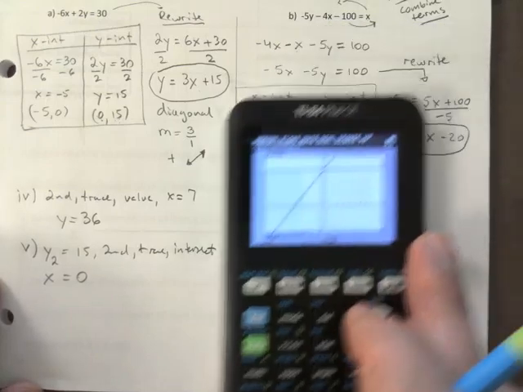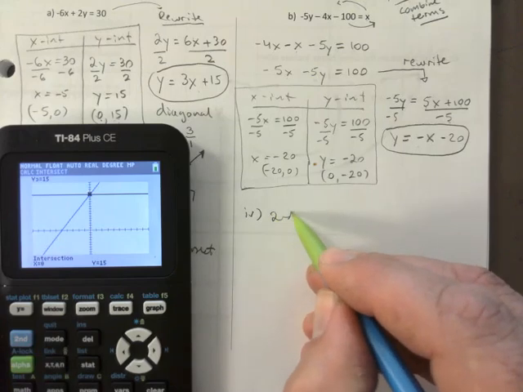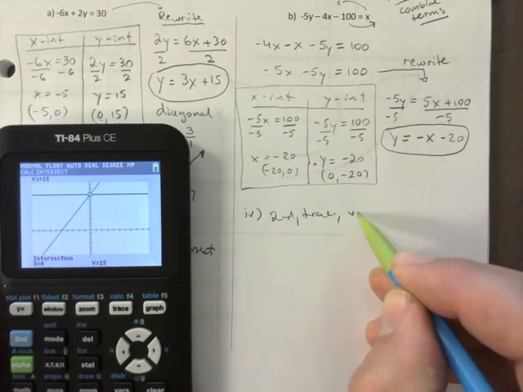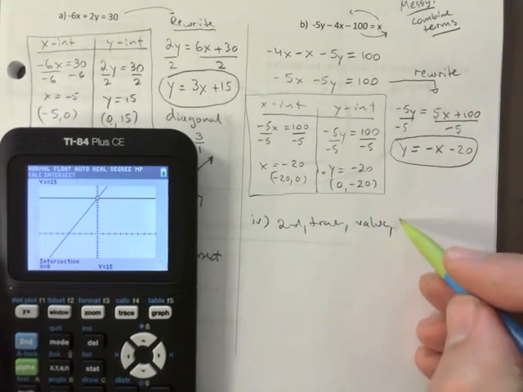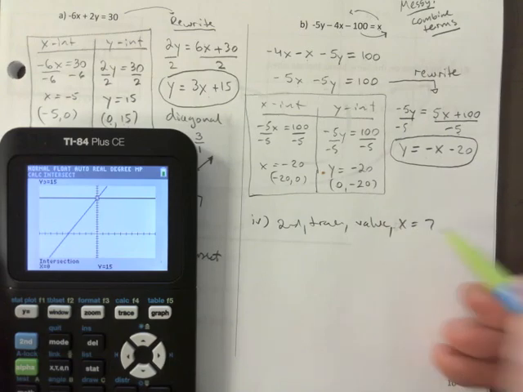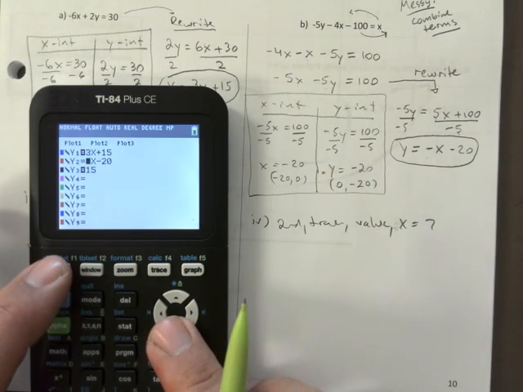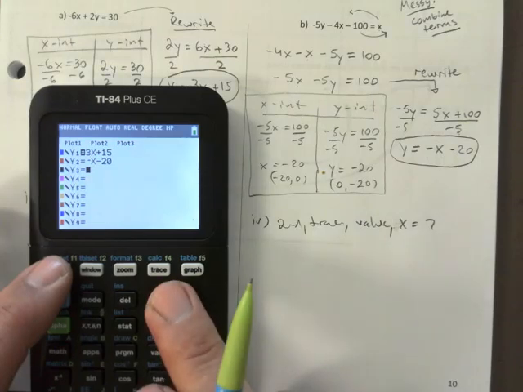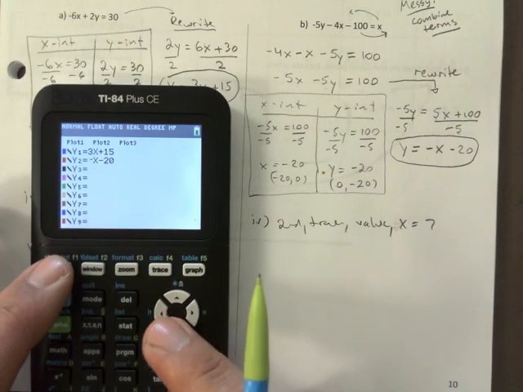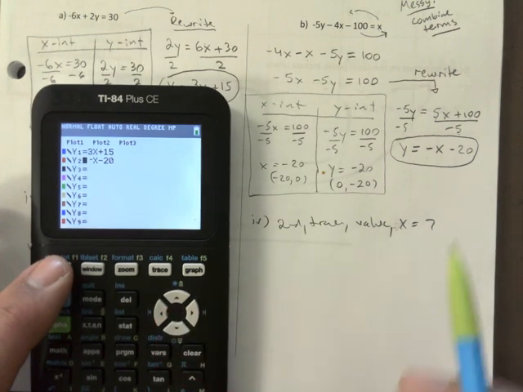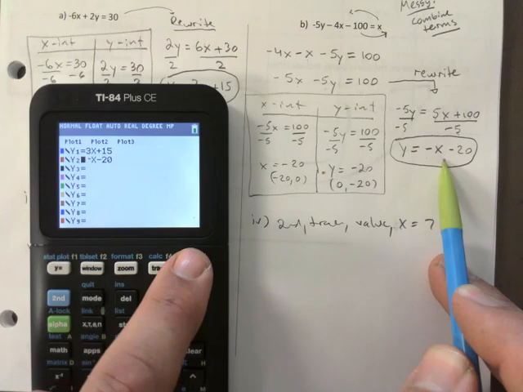Let's do the same thing with the other side. So this, we're going to go second trace value, x is equal to 7. So what are we going to do now? We're going to go y equals. We're going to clear y3 for now. I'm going to also turn off y1 and just graph y2, this equation right here. So just that equal sign is turned on. Hit graph.